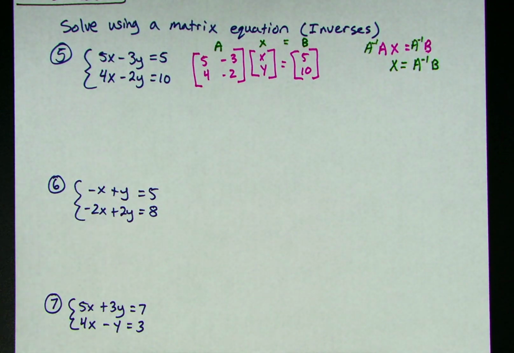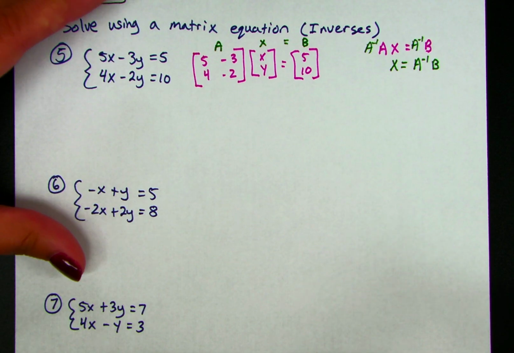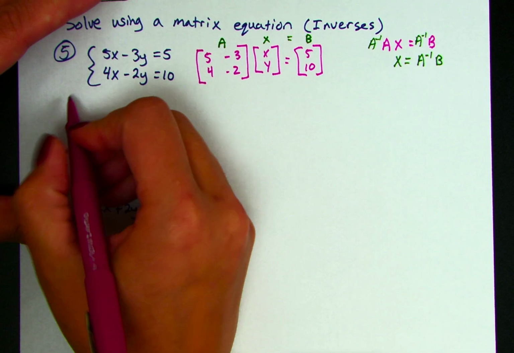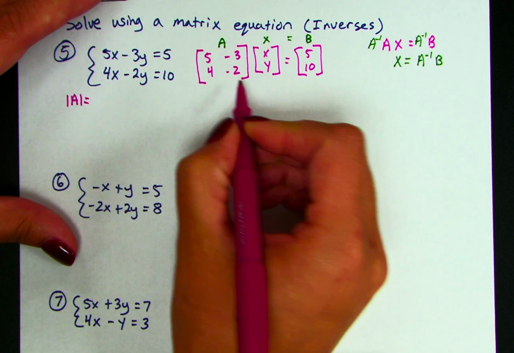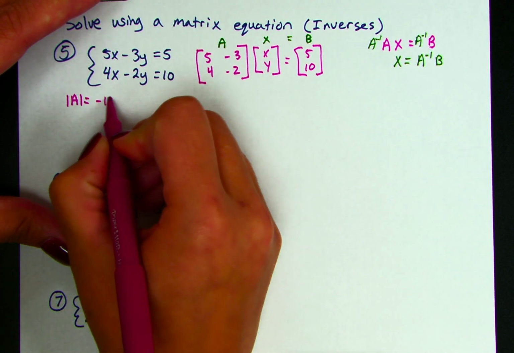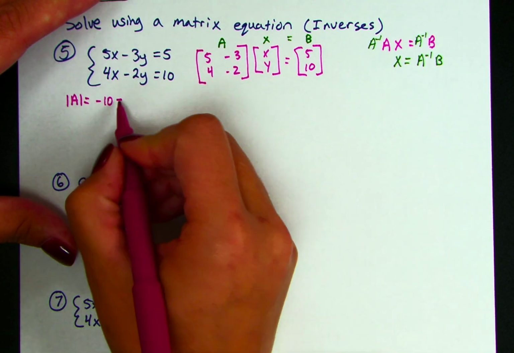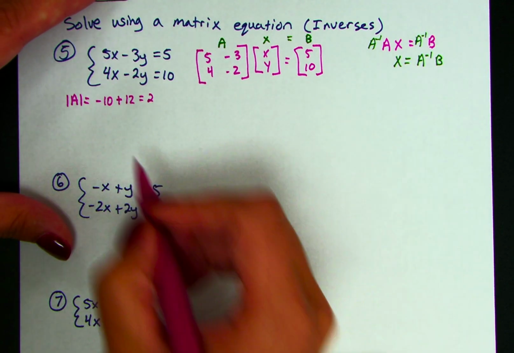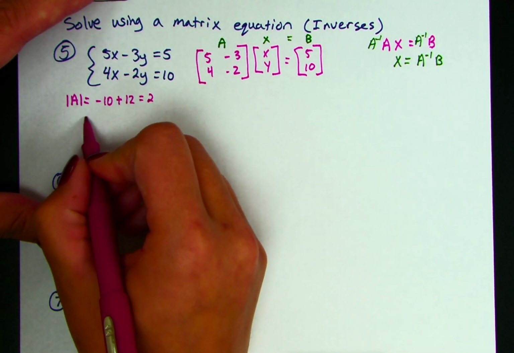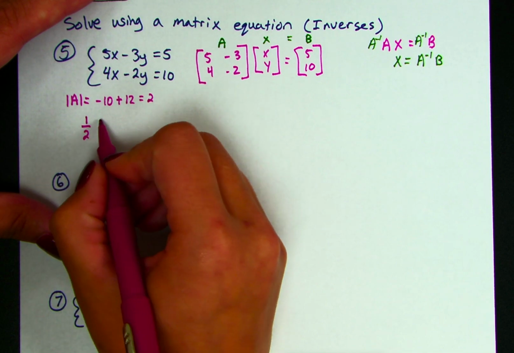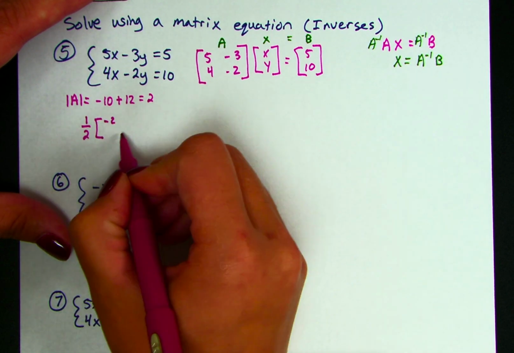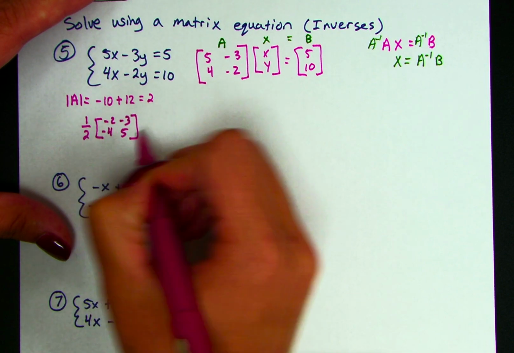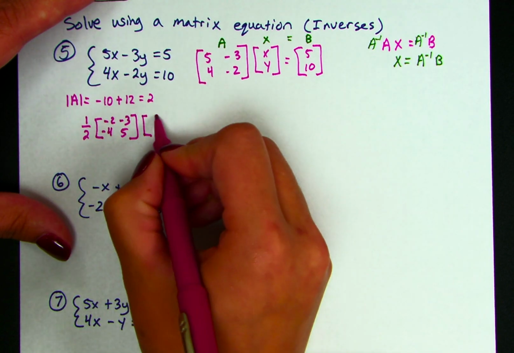So my first step is going to be to find the determinant of A, because I need that in order to calculate the inverse. So the determinant of A will be -10 minus a -12, so really we're adding. That will give me a +2. Now I'm going to take 1/2 times that flipped matrix, so the -2 and 5 switch positions, the 4 and -3 switch signs, and then we're going to take that times 5 and 10.